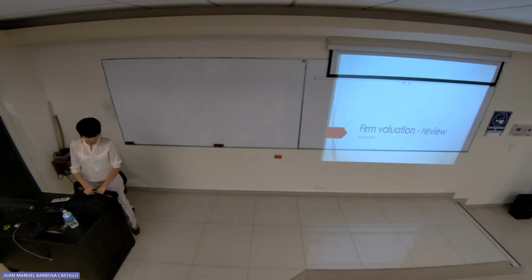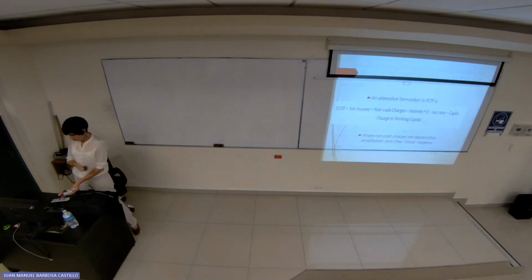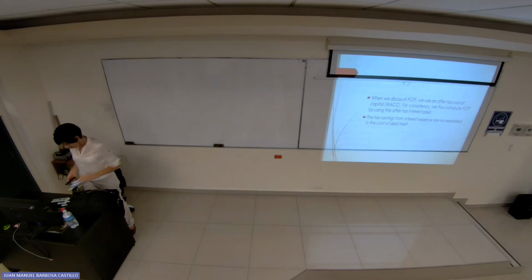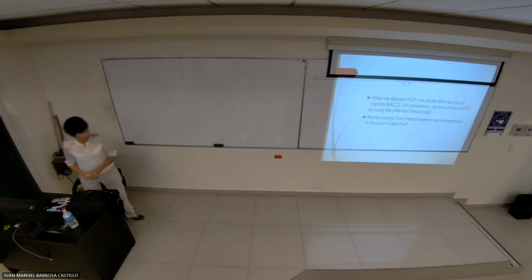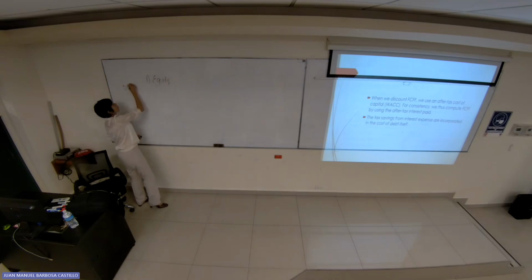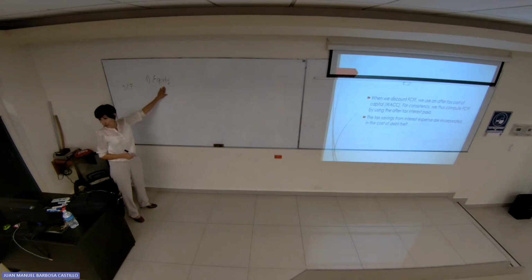Okay. I have a couple of slides left in this presentation. Okay, let's just review. So if you want to value equity using the discounted cash flow method, which cash flows do you need to discount? If you want to value equity, which cash flows do you need to discount using this method?